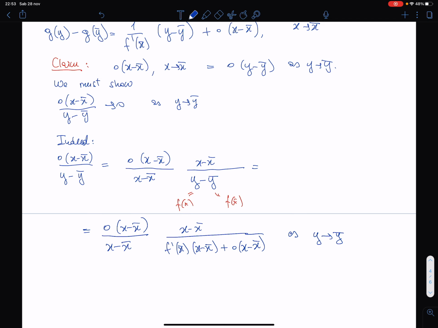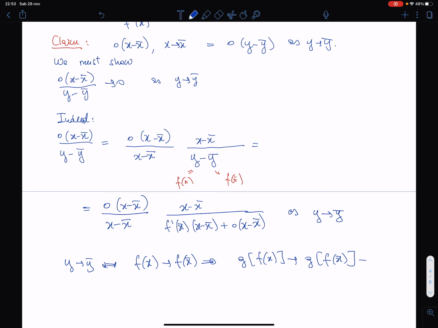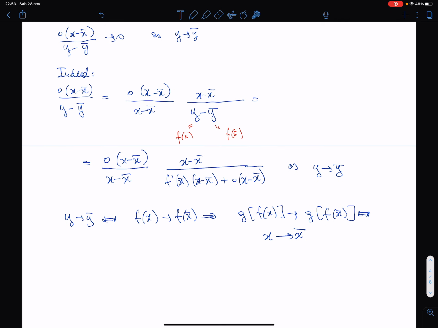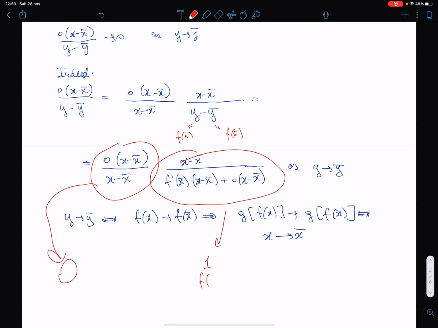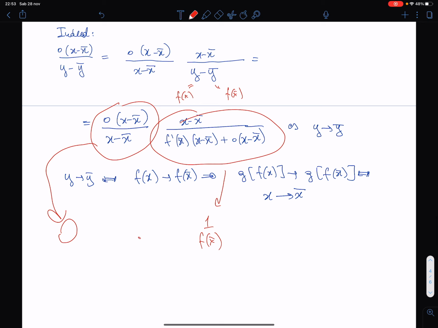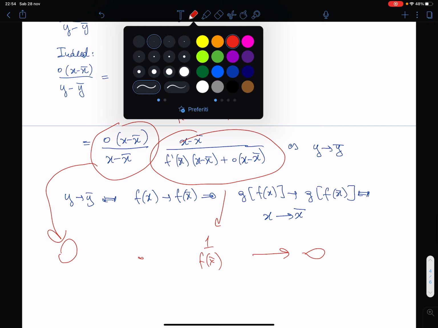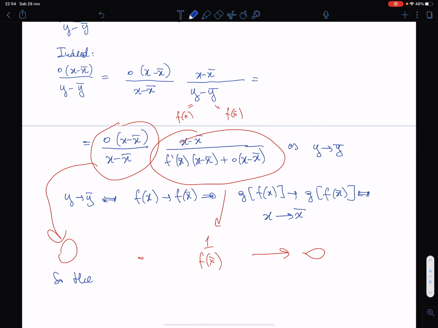Now y goes to y bar. This means f of x goes to f of x bar. This implies g of f of x goes to g of f of x bar, since f is continuous at x bar and g is continuous at f of x, and this is true if and only if x goes to x bar. So y goes to y bar implies x goes to x bar, and if x goes to x bar, then this guy here goes to 0, and this guy here goes to 1 over f prime of x bar. So the product goes to 0, and the claim is proven. It seems to be complicated, but it is really elementary.